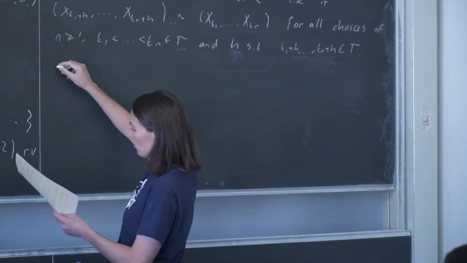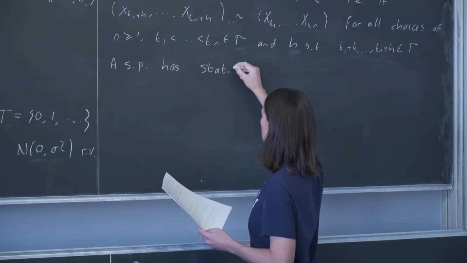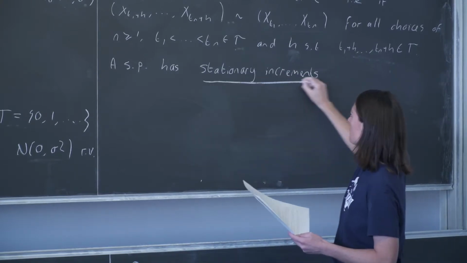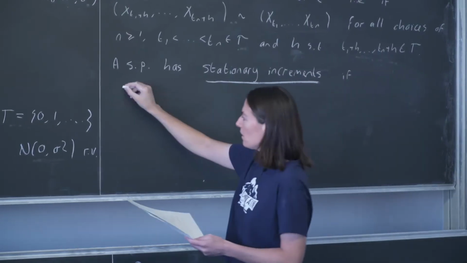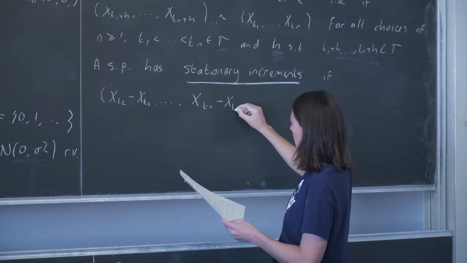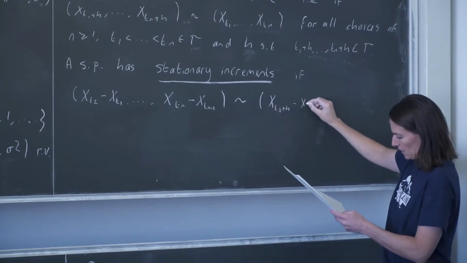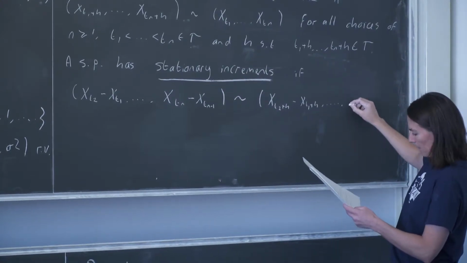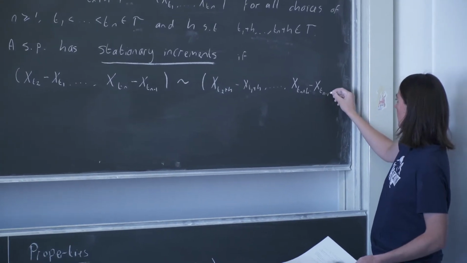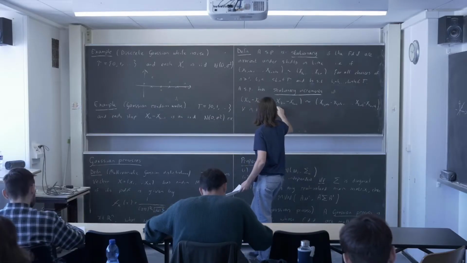Okay, slightly related but also a bit different, a stochastic process has stationary increments if X_{t2} minus X_{t1} up to X_{tn} minus X_{tn-1} has the same distribution as X_{t2+h} minus X_{t1+h} up to X_{tn+h} minus X_{tn-1+h}, for all n, t1 to tn and h as above.